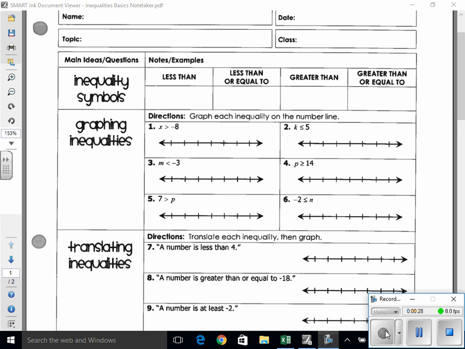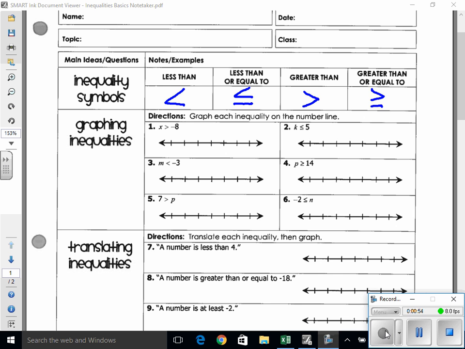So the first thing we want to review and go over are the names of the symbols and what they look like. Less than is the one that points to the left. Less than or equal to has the less than symbol and a piece of the equal bar underneath it. Greater than points to the right. Greater than or equal to is the greater than symbol with a piece of the equal bar. Please make sure when you write your symbols, if you need the equal bar there, that we can see it, because if we can't see it, then it has to be marked wrong because it's not the right symbol.